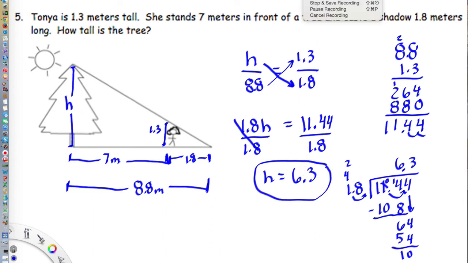You should be good to do the rest of the problems on your own. Just remember to set up and compare the two ratios that have to be equal or proportional, and you'll be in good shape.